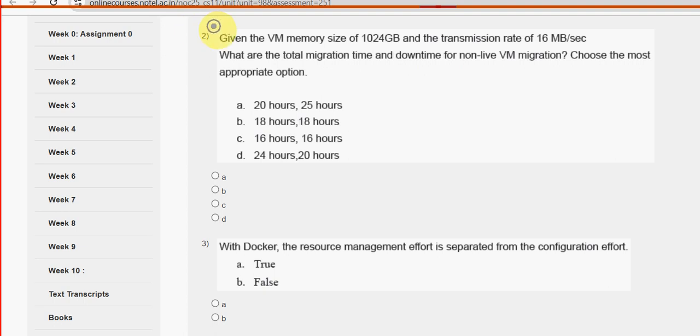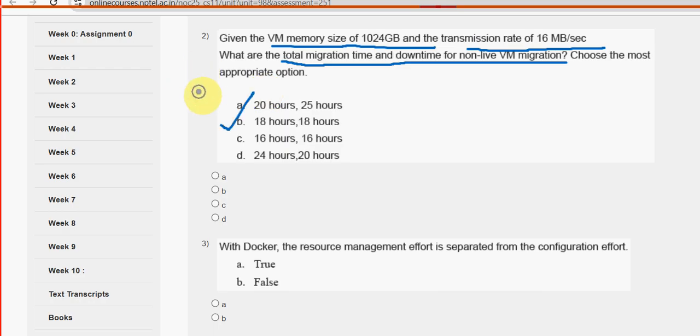Second one, so VM memory size is 1024 GB and transmission rate is 16 MB per second. What are the total migration time and downtime for non-live VM migration? So for second question, option B, both the times are correct. Mean the same migration time and same downtime. So both are 18 hours.